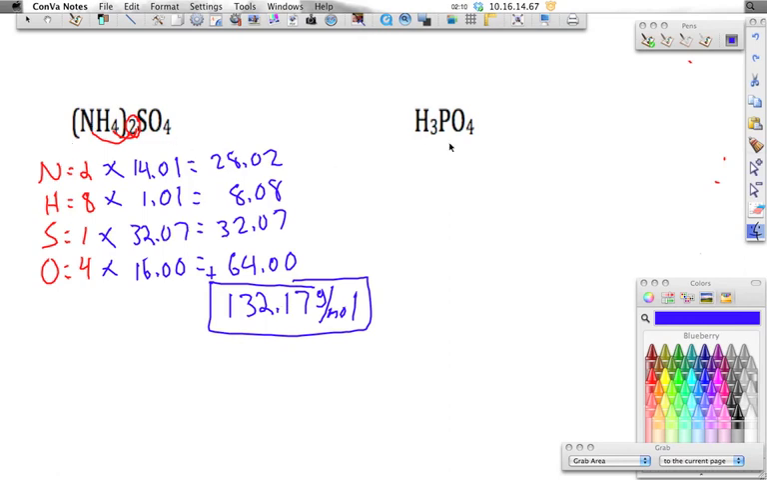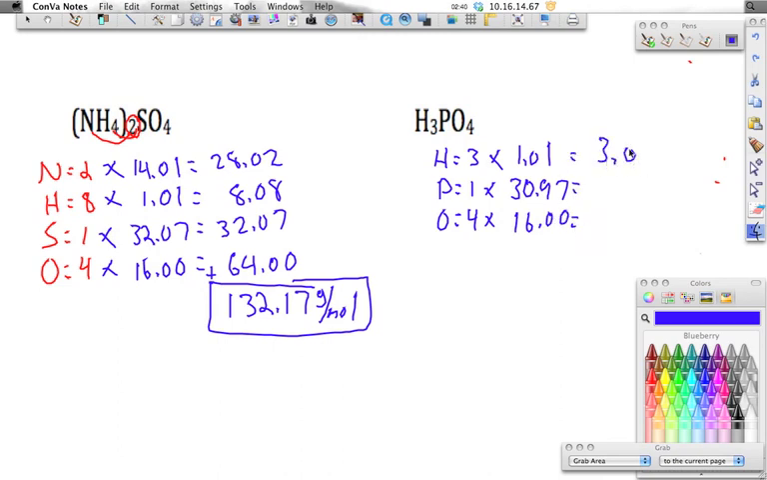Let's do the same thing here for our phosphoric acid. Okay, same process. We have hydrogen, we have phosphorus, and we have oxygen. We have a total of 3 hydrogens, 1 phosphorus, and 4 oxygens. We multiply them by their atomic mass on the periodic table. That would be 30.97 and then 16.00. Multiply those out, we'll get 3.03.